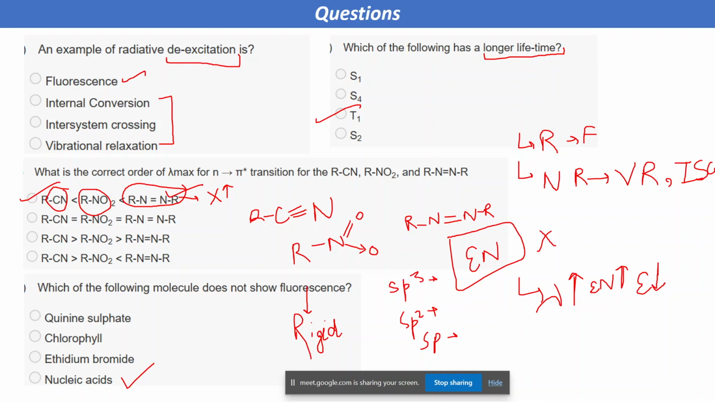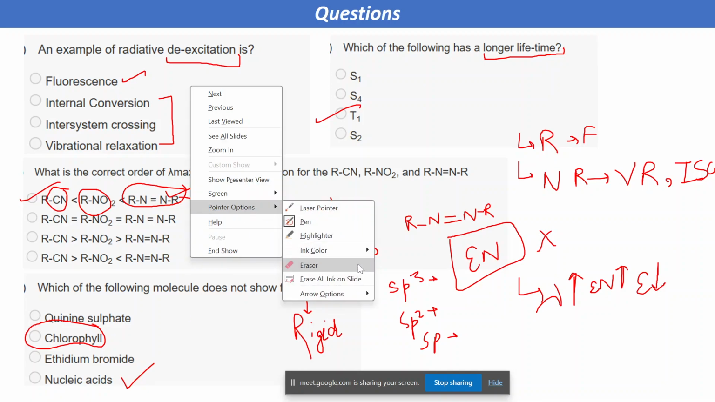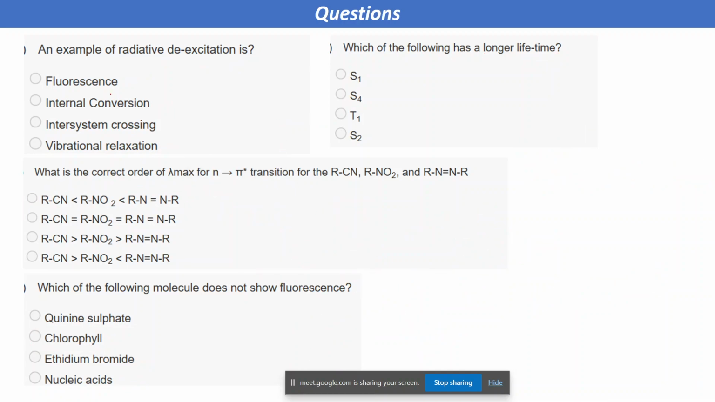In a chlorophyll molecule, it's a conjugated system, and the central metal in chlorophyll is magnesium, and likewise quinine sulfate and ethylene bromide. Out of these, nucleic acids, examples being DNA and RNA, deoxyribose nucleic acid and ribose nucleic acid, do not show fluorescence. So just remember the Jablonski diagram.